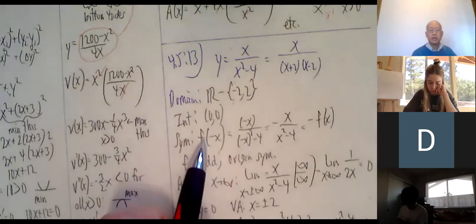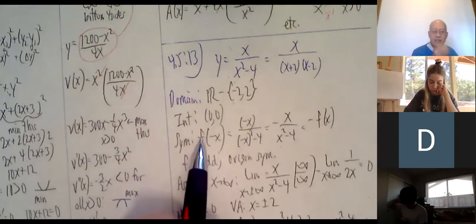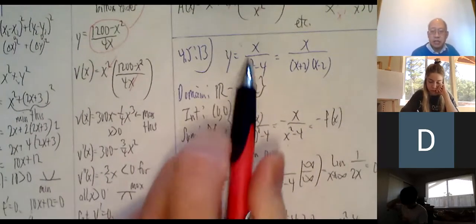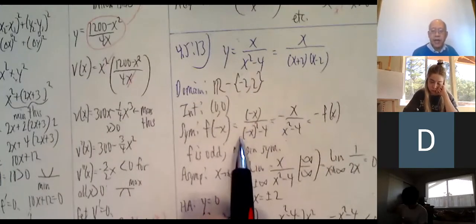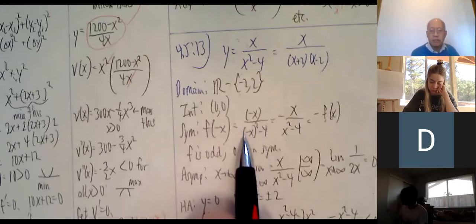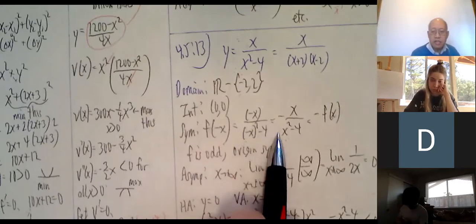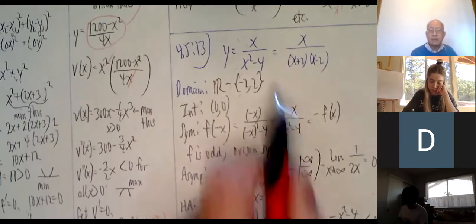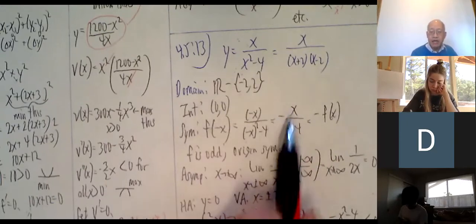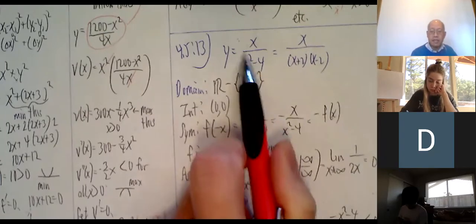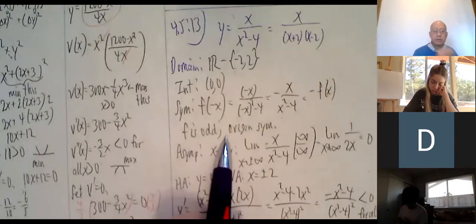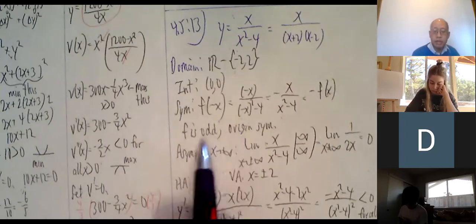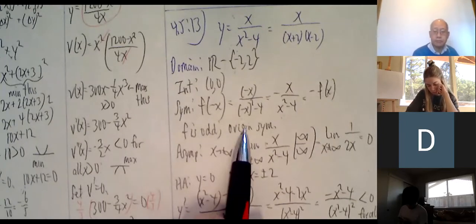Okay, symmetry. F of -x. Put -x here and here. You get -x over -x squared minus 4. But -x squared is the same as x squared minus 4. Okay. This is the opposite of the original, right? -x over x squared minus 4 is the negative of this. Okay. So that means we'll have an odd function, which means symmetry with respect to the origin. This graph will have origin symmetry.